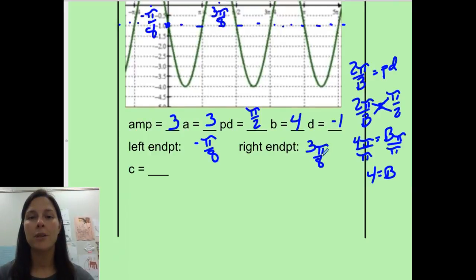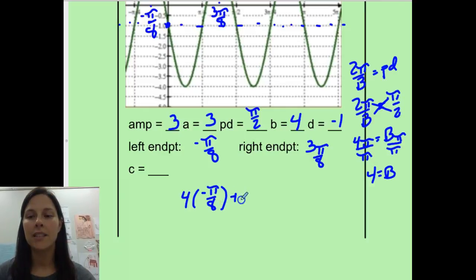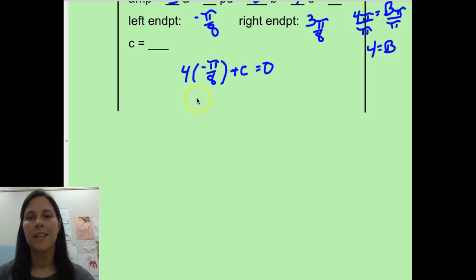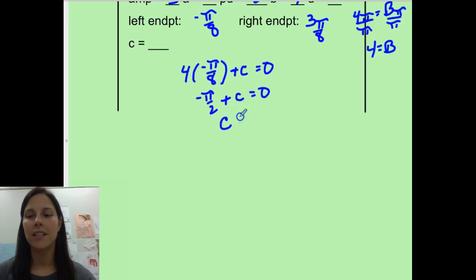Remember, when we set up those equations to solve for the left and right endpoint, we ended with x equals. So I'm going to substitute 4 for b. You can choose either endpoint. I'm going to use the left endpoint because then it equals 0, which is slightly easier, plus c equals 0. And once we solve this equation, we'll have our c value. Negative 4 pi over 8 simplifies to negative pi over 2. Adding that to both sides, my c is pi over 2.